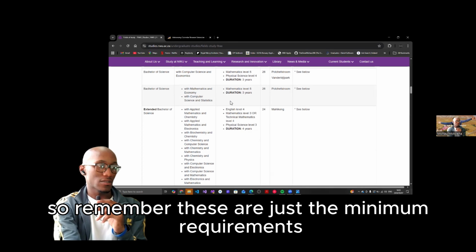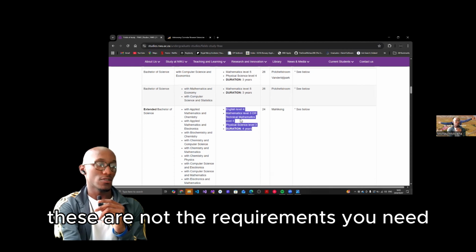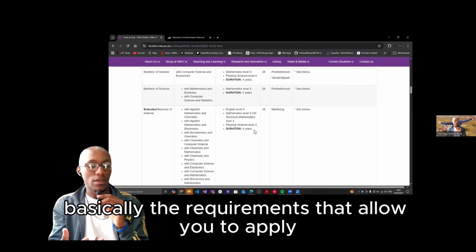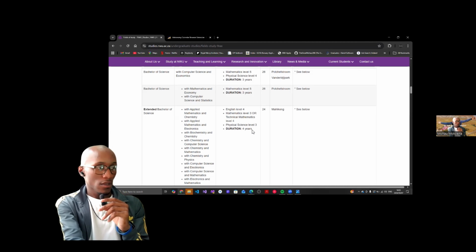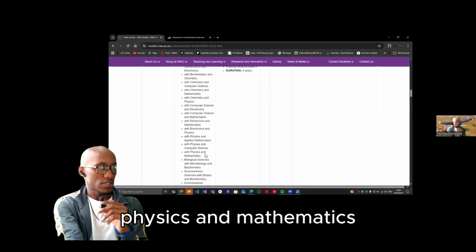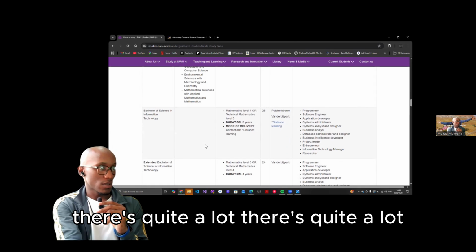So remember, these are just the minimum requirements. These are not the requirements you need. Those are the minimum, basically the requirements that allow you to apply, that allow them to review your application. That's what it simply means. So yeah, it's for all those programs, physics and mathematics, computer science and mathematics. There's quite a lot.